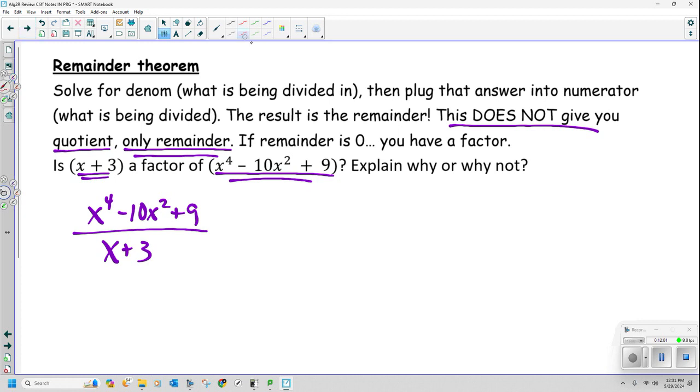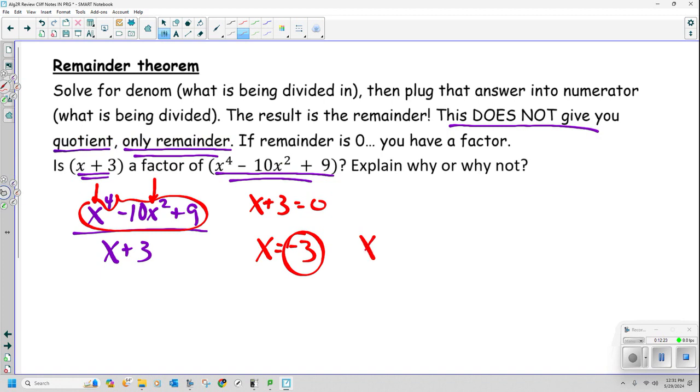The process tells me I take my x plus 3, I set it equal to 0 and solve. X would have to equal negative 3. This number is now going to get plugged into these x's in just the numerator. And whatever value that gives me, I don't know why I didn't include the 4 there. Okay? That's my remainder.